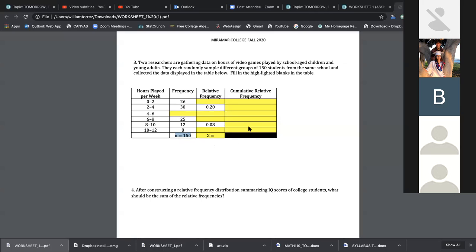Okay? All right. So convince yourselves that when you divide by 150 and get the relative frequency, the sum of your relative frequencies will be equal to 1. That's just another way of saying that these 6 frequencies add up to 150, right?